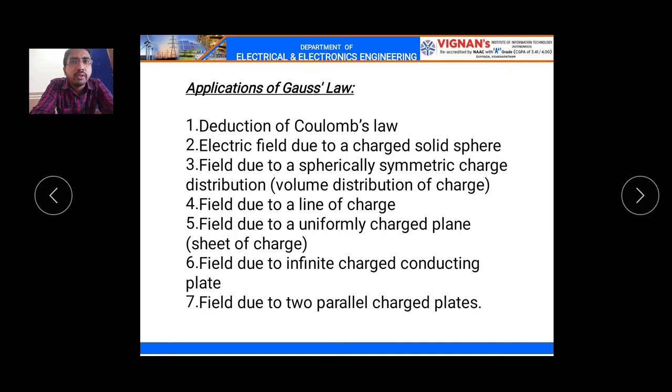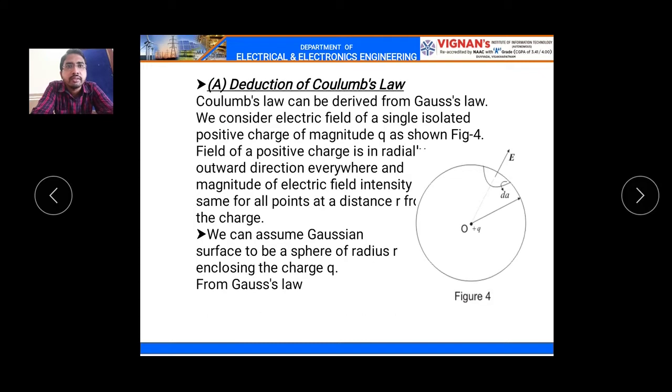So next we will go for applications of Gauss law. Generally, whatever derivations we have done in the previous sessions, the same derivations can be done with the help of Gauss law also. So we have defined Coulomb's law, we have derived the expression for electric field due to a solid sphere, due to an infinite line charge, infinite sheet charge. All those same derivations can be done with the help of Gauss law also. So let us do each one.